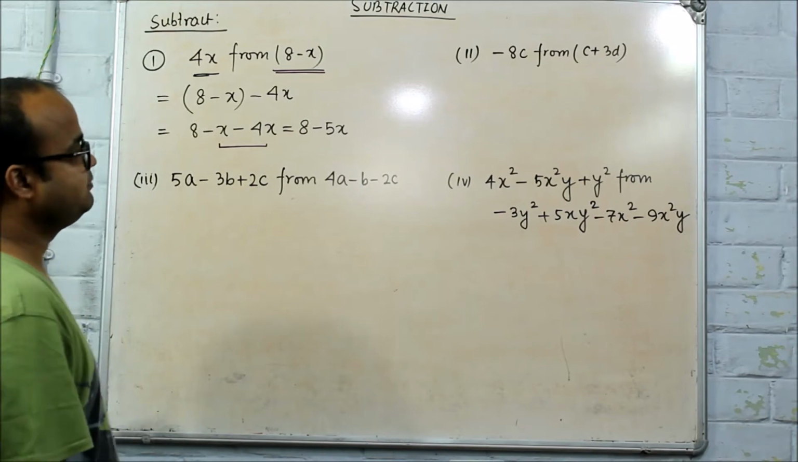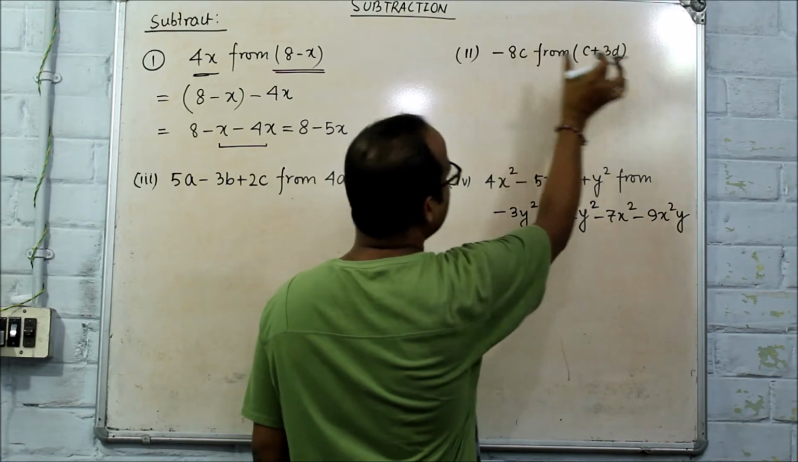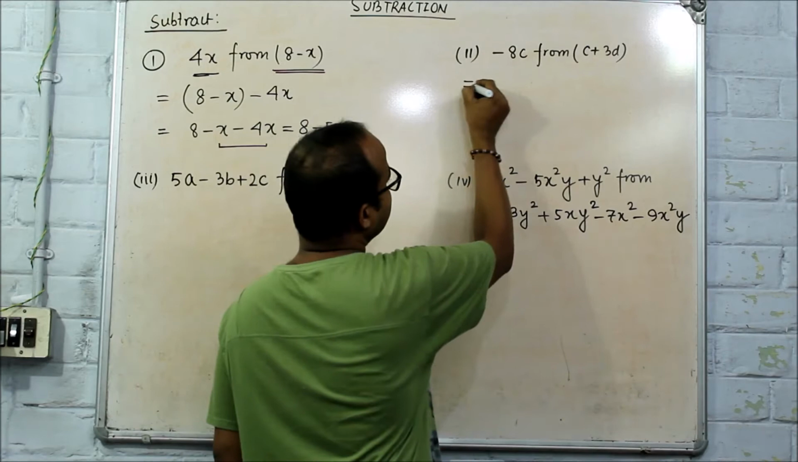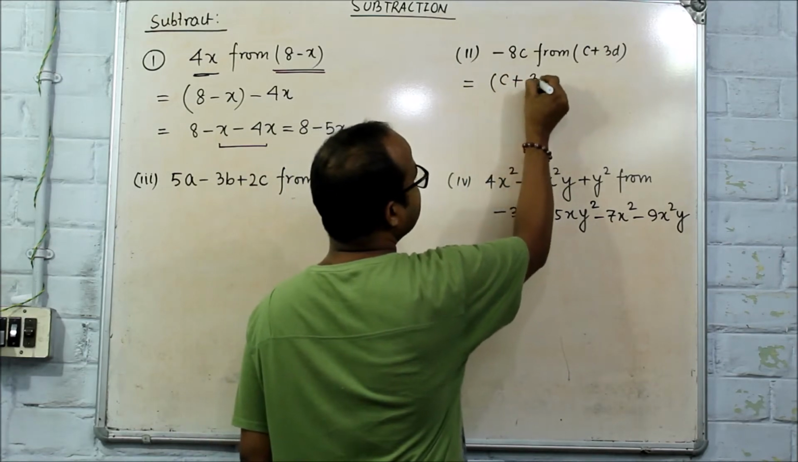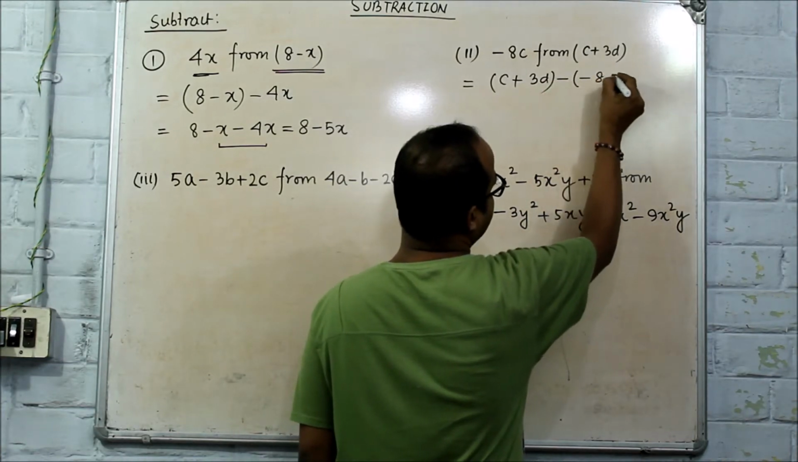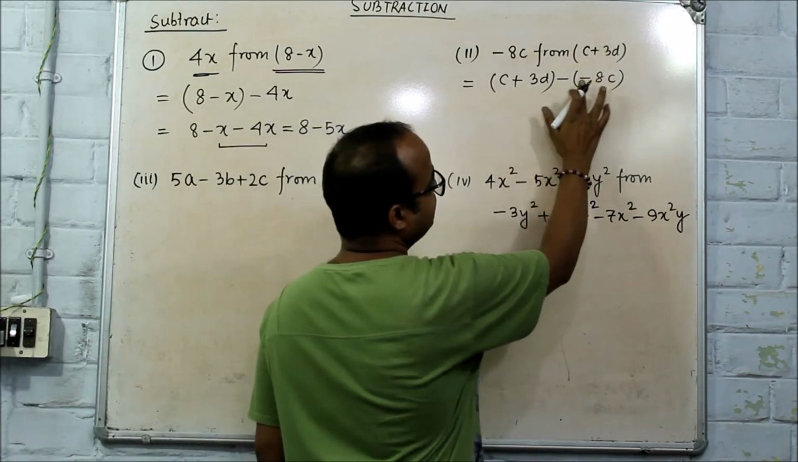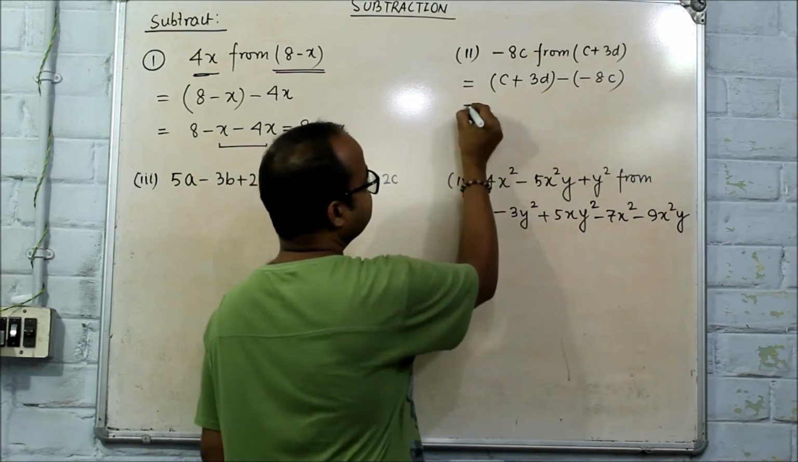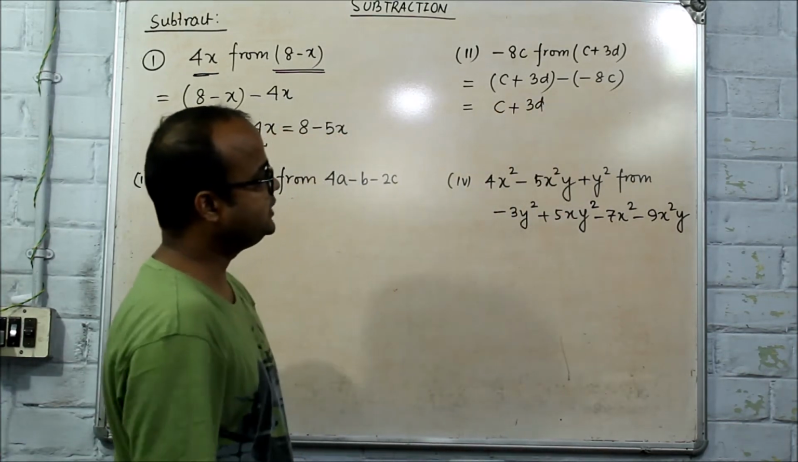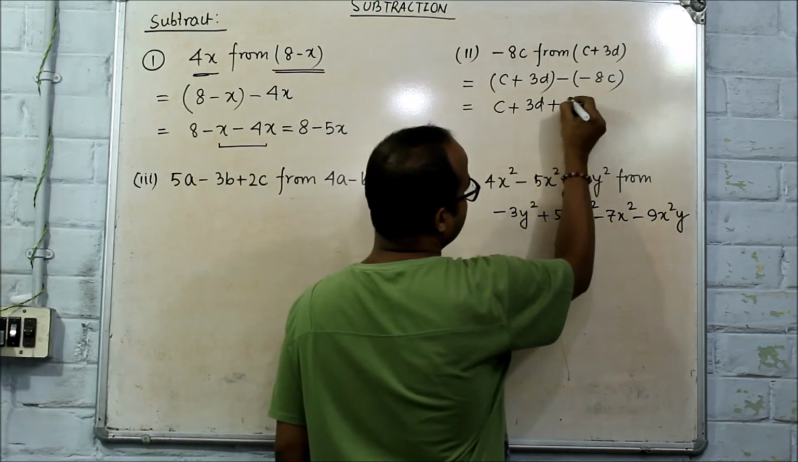Moving into the next example, we need to subtract minus 8c from this. So the from part we write first. So this is equal to c plus 3d minus of minus 8c. We need to perform the subtraction, so a minus sign and then the term, which is minus 8c. So c plus 3d minus of minus, plus 8c.